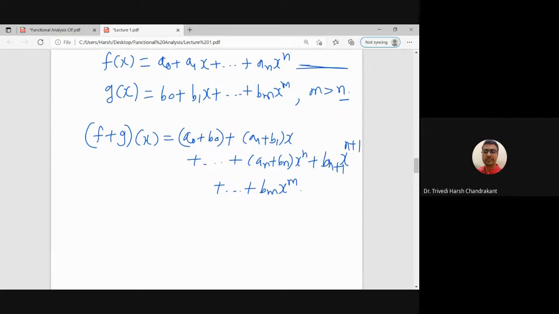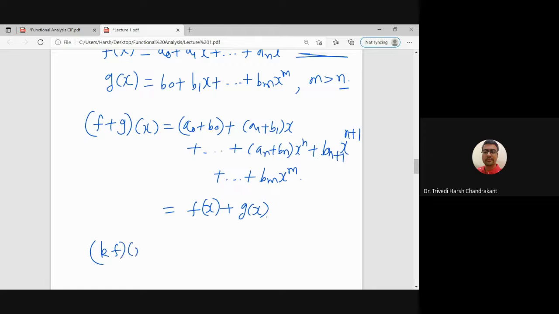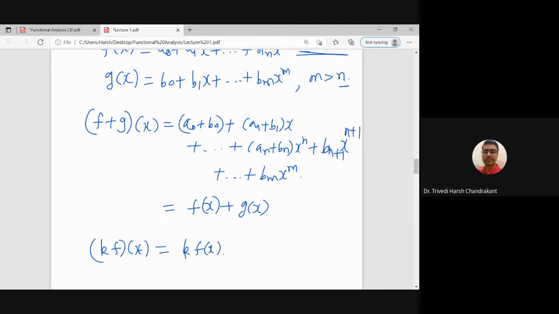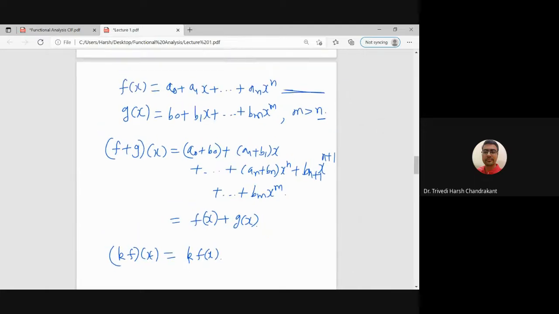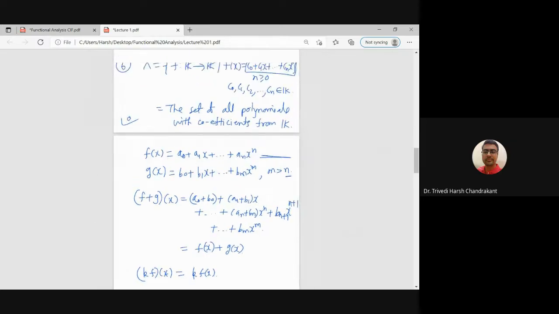So this is addition. Basically it is just f(x) plus g(x) itself, and in the same way kf(x) is also defined as k times f(x), just k multiplied to the polynomial f. So the operations are defined point-wise: addition and point-wise scalar multiplication, right? So now what is the dimension of this vector space?